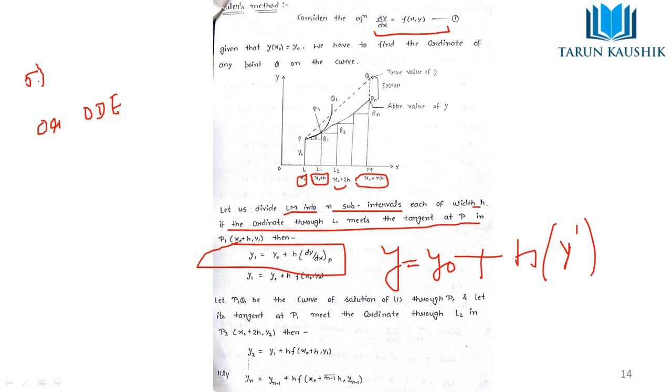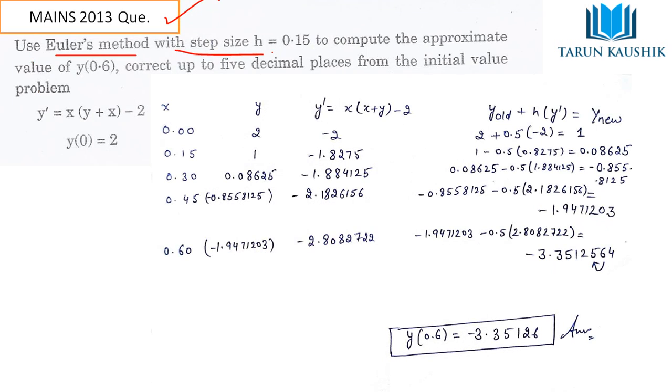Okay, this is to be taken, except this nothing is to be taken. Okay, so now see the question. Using the Euler method, h is given, compute the approximate value of y at 0.6, which means when x is equal to 0.6 we have to calculate the value of y, correct up to the 5th decimal place, from the initial value problem.